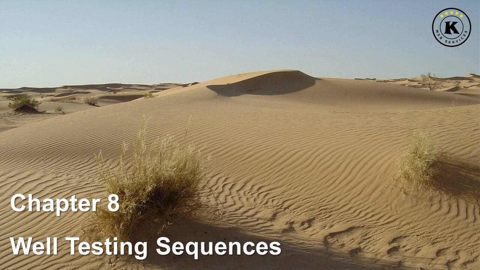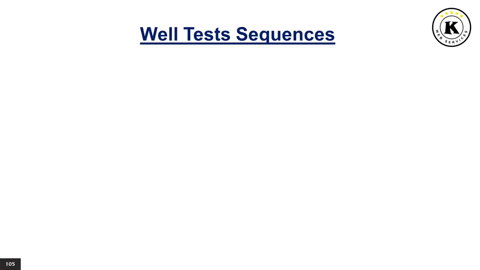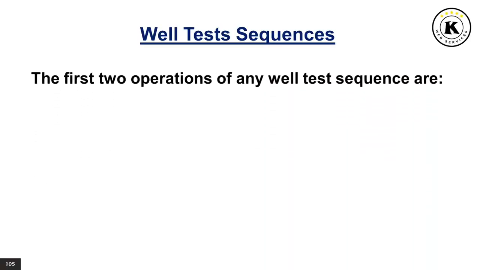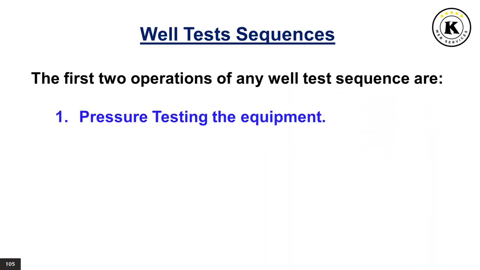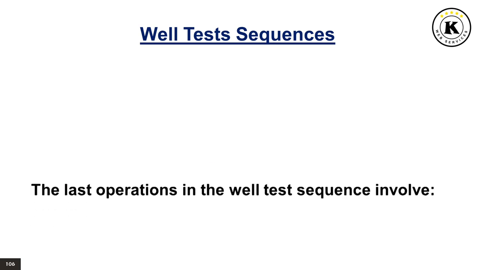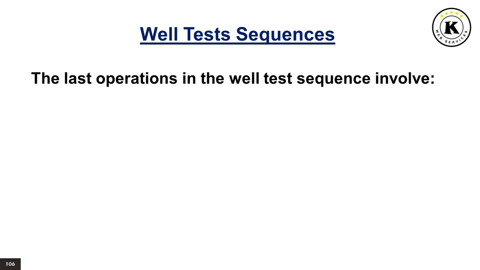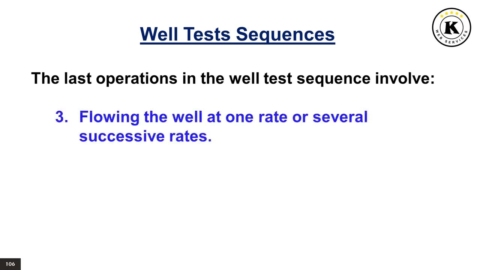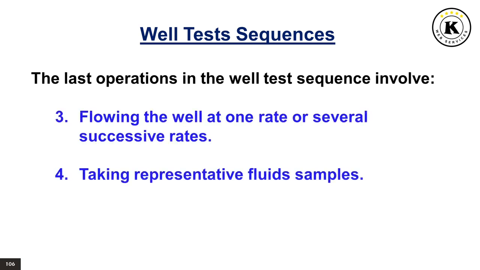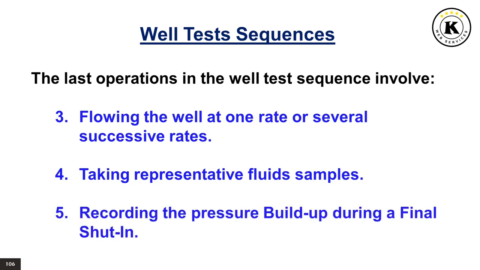Chapter 8. Well testing sequences. The first two operations of any well test sequence are pressure testing the equipment and cleaning up the well. The last operations in the well test sequence involve flowing the well at one rate or several successive rates, taking representative fluid samples, and recording the pressure buildup during a final shut-in.